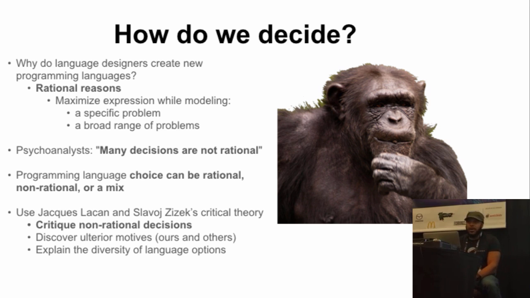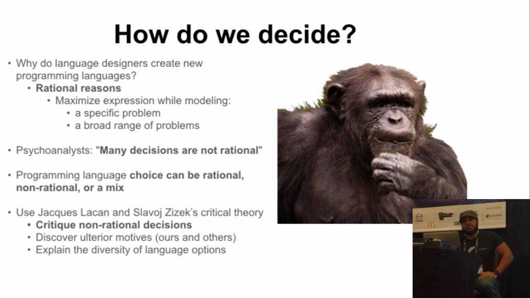Well, in order to get into that, we need to dissect how we make decisions in the first place. So why do language designers create programming languages? There are some rational reasons: maximizing expression while modeling maybe a specific problem or a broad range of problems. Well, psychoanalysts have said many decisions are not rational, right? So maybe the choice of programming language can be rational, non-rational, or a mix between the two. What we're going to do today is use Jacques Lacan and Slavoj Zizek's critical theory to critique the non-rational portion of your programming language choice.